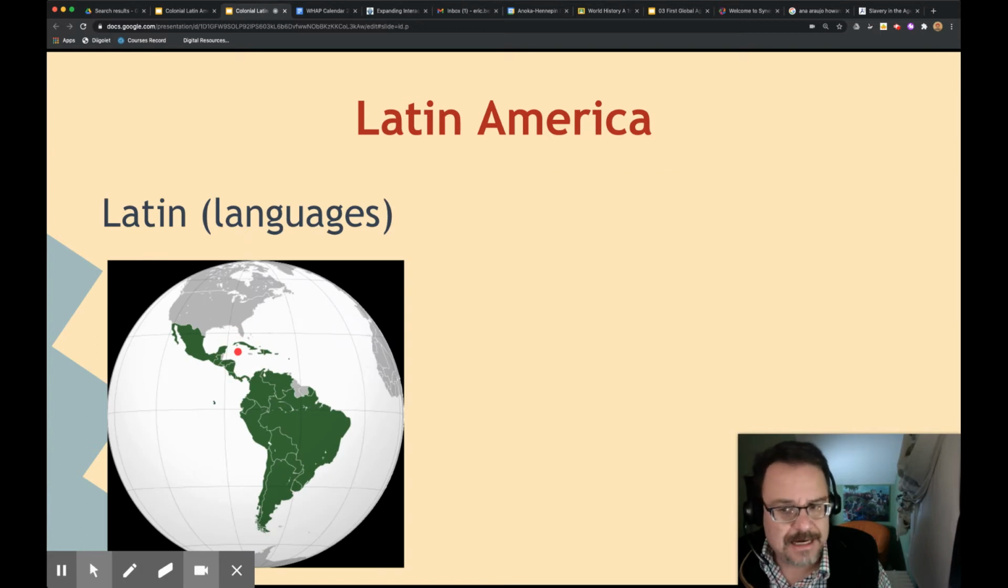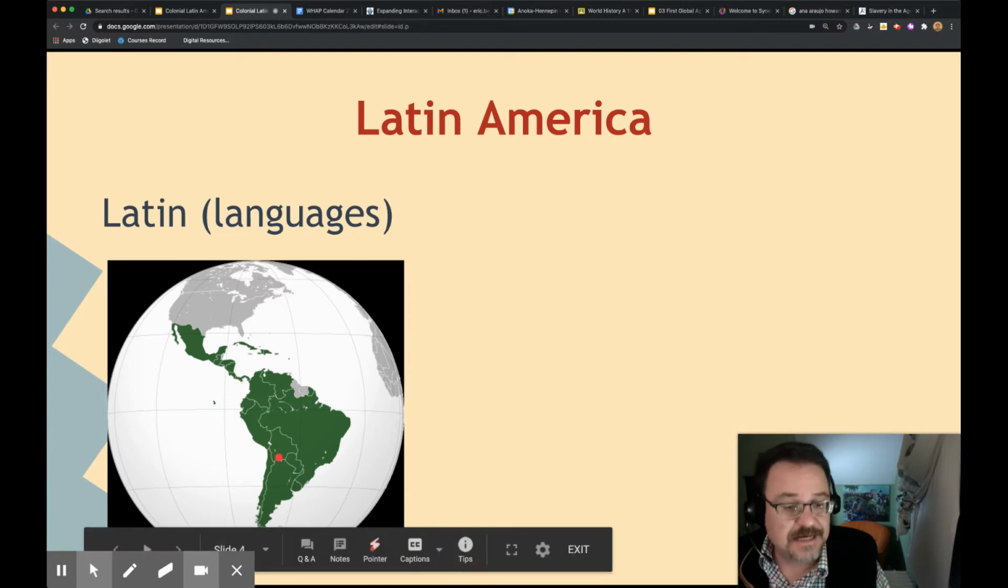So the Latin in Latin America refers to language. These are areas where people speak Spanish or Portuguese or French as their primary language, and those languages are all related to Latin. So that's what the Latin means in Latin America or Latino or Latina. Sometimes the French speaking areas like Haiti are included in that, sometimes they're not. But most of these countries that are green are Spanish speaking countries.